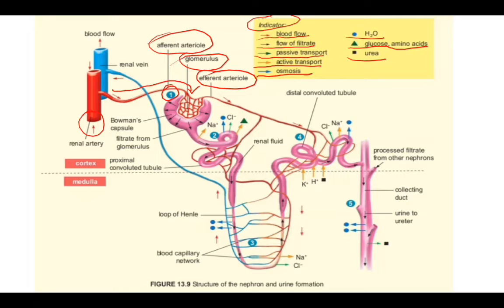That is, the fluid seeps through the wall of the glomerulus capillaries into the cavity of the Bowman's capsule. Nampak ni? Semua ini adalah flow of filtrate. Yang arrow warna hitam ni, black arrow, itu adalah the flow of filtrate. Maksudnya, from the glomerulus, the fluid seeps through the wall of the glomerulus capillaries into the Bowman's capsule. The fluid that enters the Bowman's capsule is known as glomerular filtrate.